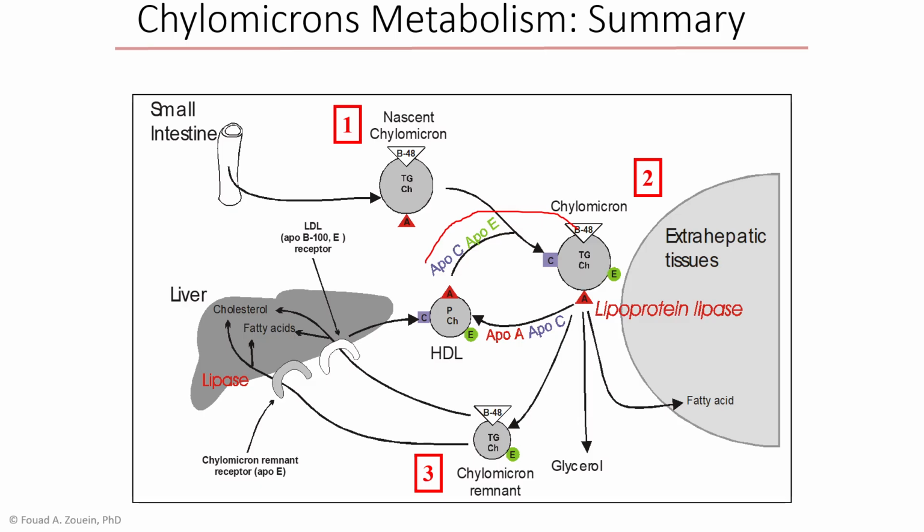And then the chylomicron, after being processed through lipoprotein lipase, loses the ApoC, and we have the chylomicron remnant with B48 and ApoE, which is taken by the liver through the ApoE receptor. With that, we finished the chylomicron metabolism. I hope you really learned the details of it, and we're going to move to our next lipoprotein.